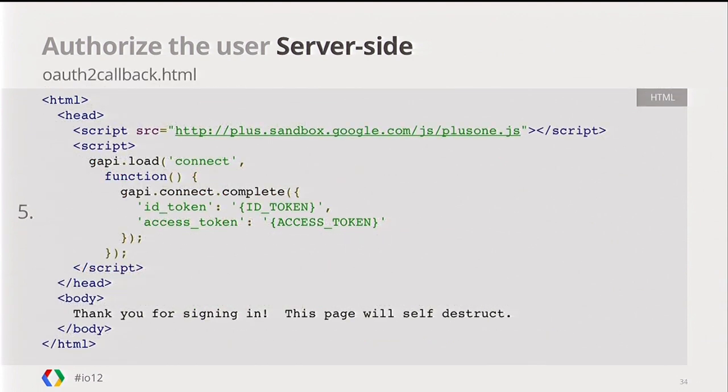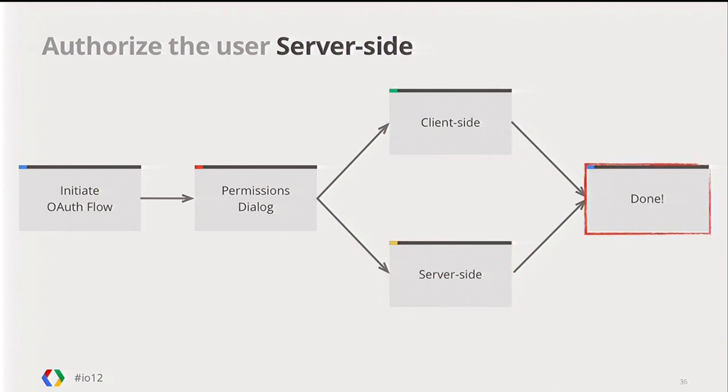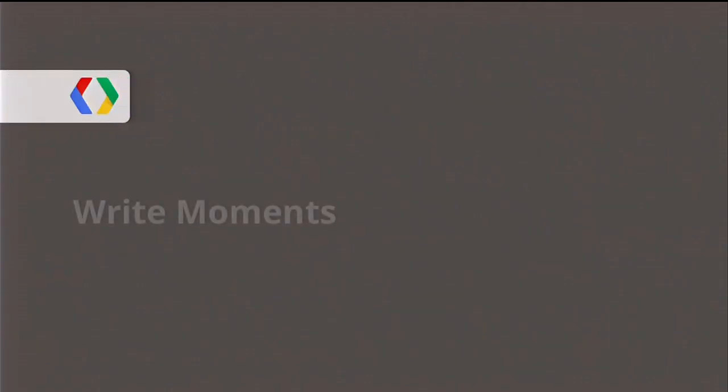And this is what that page looks like. You see we're calling gappy.connect.complete, and we're putting in there the ID token and the access token. All right, so that's the client side and the server side flow, at which point we're done. Next step, writing moments.